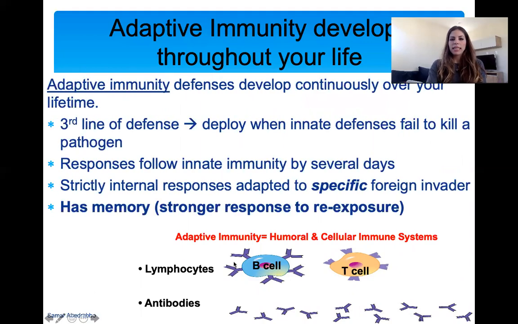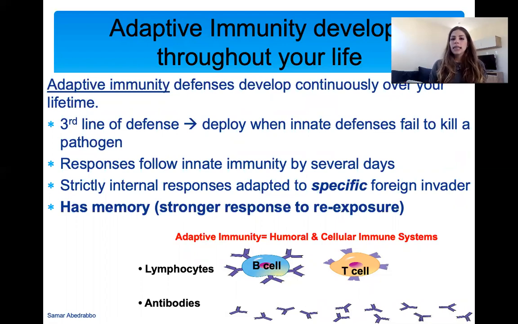Let me put all of these out. And it's the third line of defense. When we say third line of defense, we're assuming that your innate immunity, your first line of defense is like your skin and the external factors. Second line of defense are like inflammation, fever from your innate immune system. And then the adaptive immunity is the third line of defense.